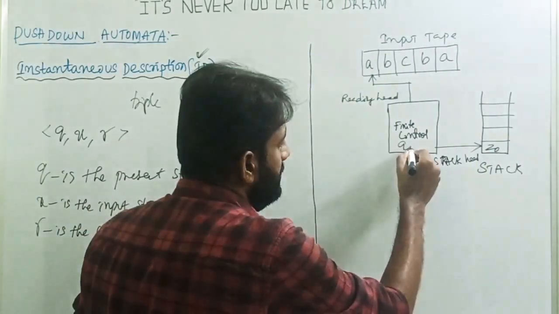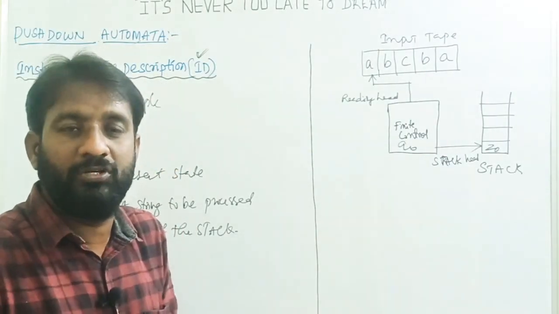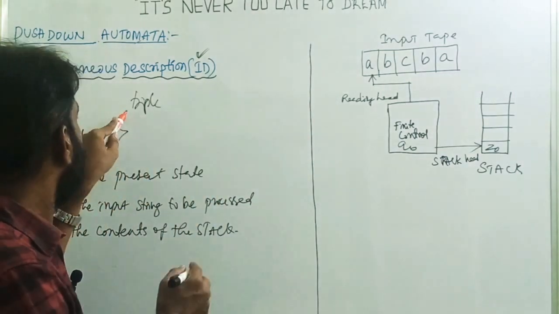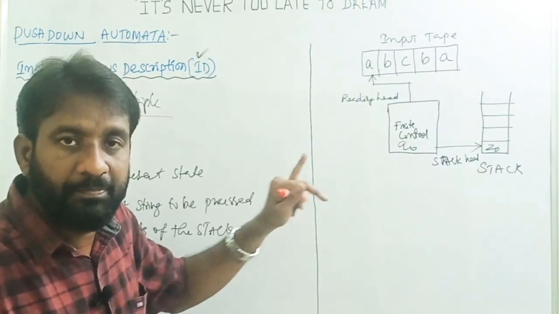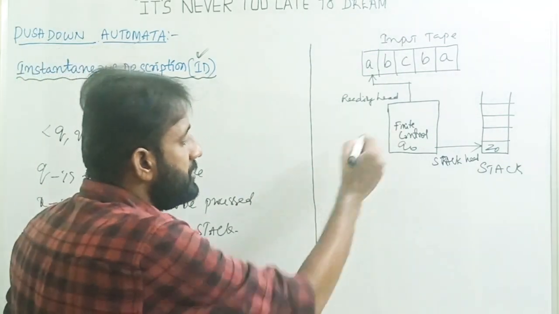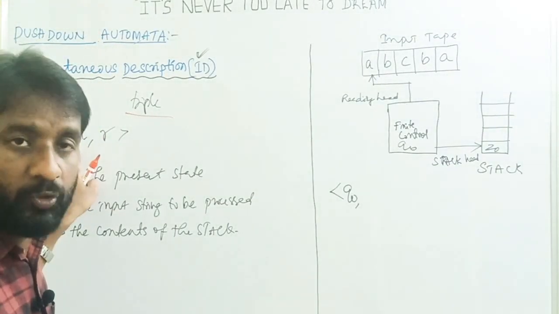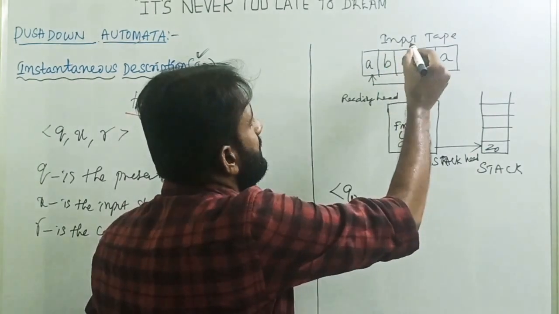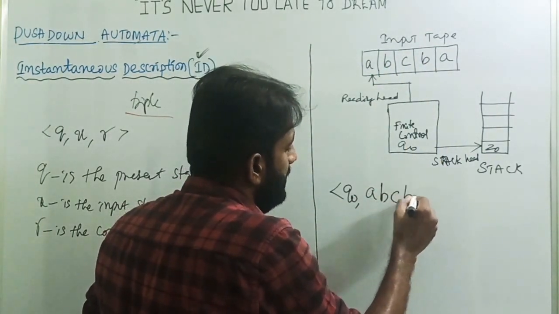Let's assume it is the initial state. As I told you, we write the configuration of the pushdown automata by writing the ID. The ID is expressed as a triple that contains three elements. The first one is the present state of the machine, which is Q0. X is the input string to be processed. What is the input string to be processed? A, B, C, B, A, B, C, B, A.